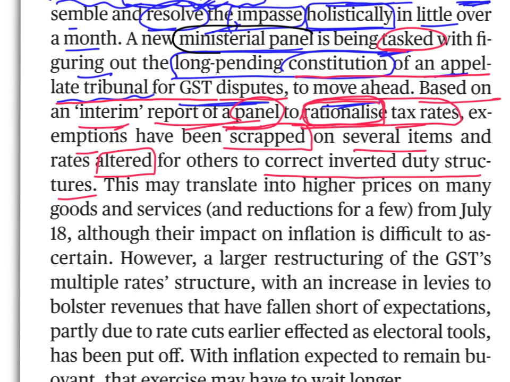Based on the report of that panel to rationalize tax rates, certain exemptions have been scrapped. Earlier, there used to be some exemptions on certain items. Those exemptions have now been scrapped completely, and rates altered for others to correct inverted duty structures. So there is an issue called inverted duty structure, and they've changed or altered the GST rates to correct that anomaly of inverted duty structure.